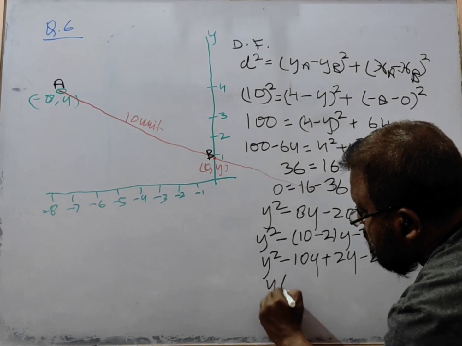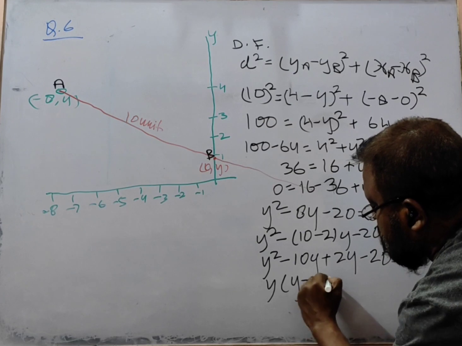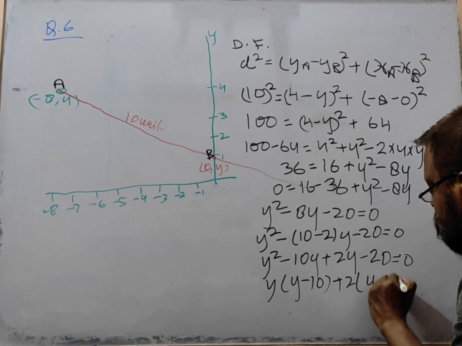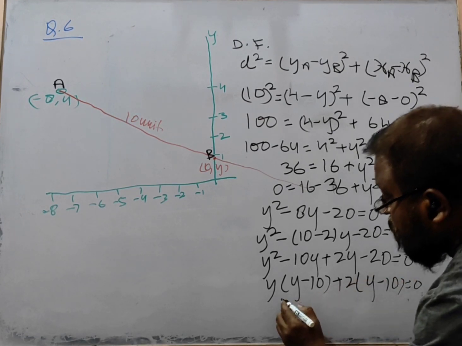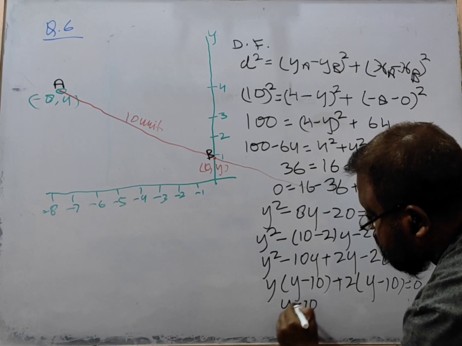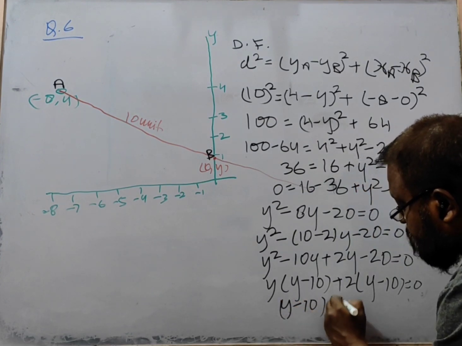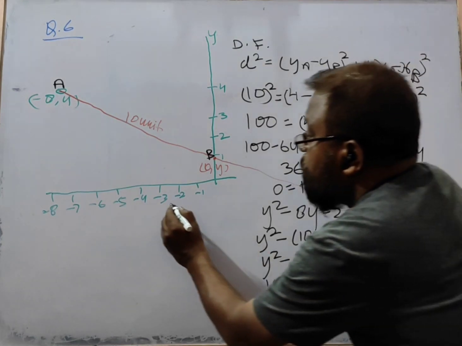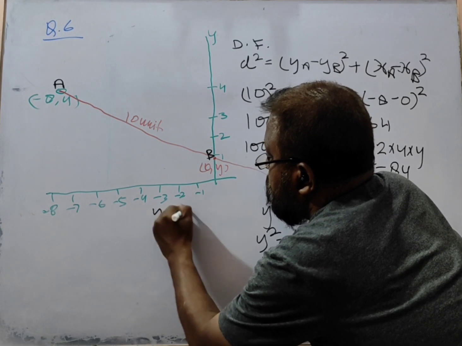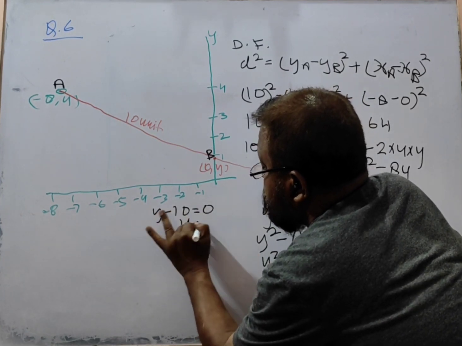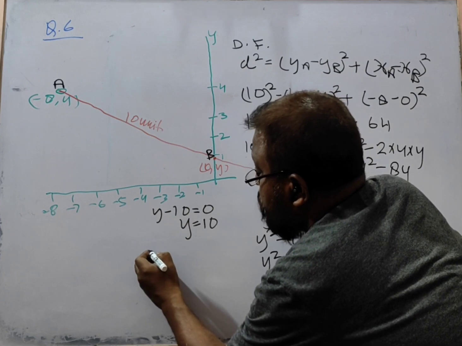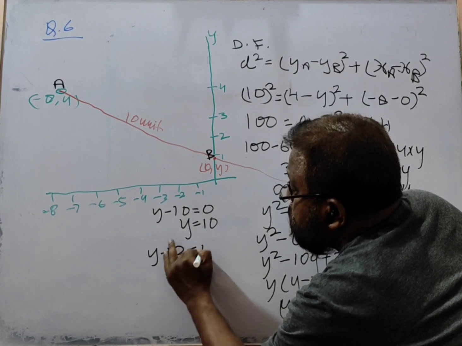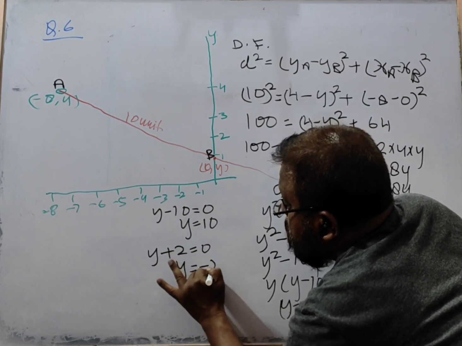So y we take as a common. So that is y minus 10 plus 2 we take as a common. It becomes y minus 10 bracket y plus 2 is equal to 0. So now we have y minus 10 is equal to 0, so y is equal to 10. And if y plus 2 is equal to 0, so y is equal to minus 2.